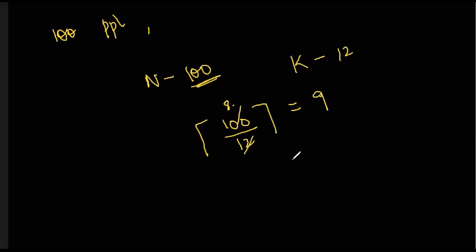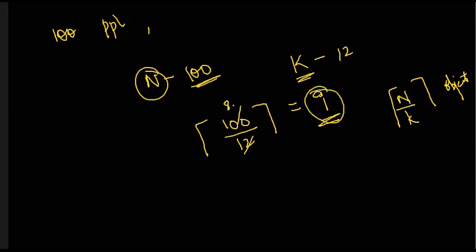So basically, when we are talking about generalized permutation and combination, the pigeonhole principle states that if n is the objects and k is the boxes, then there should be at least one box containing the ceiling of n by k objects. So this means there must be at least 9 people in one box. All right. So this is an example.